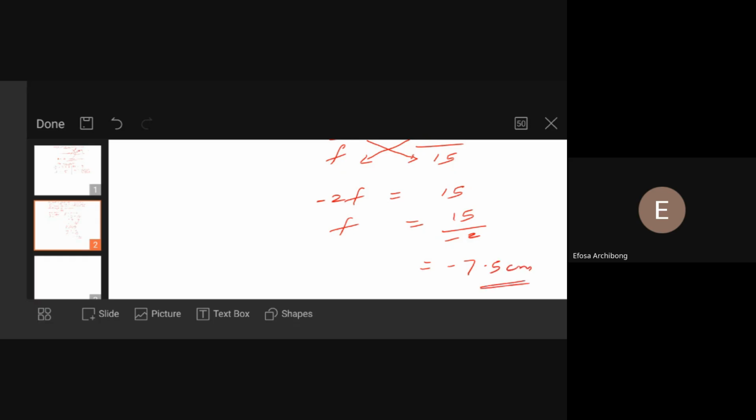And from here, we can now find the f. If I cross multiply, I'll have that minus 2f equals 15, by cross multiplying, this times this and this times this. So if I divide both sides by minus 2, my f becomes 15 divided by minus 2. And of course, that will give us negative 7.5, which is correct because the focal length of a convex mirror is always negative. You see that? So the focal length is always negative, and this is the result of our answer, negative 7.5.